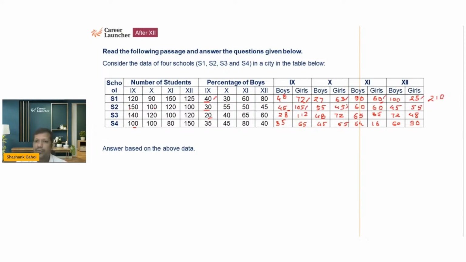105 plus 45 is 150. 210, 265. Okay. 112, 72. 72 plus 48 is going to be 120. 120 plus this is 155. 155, 265, 267. Okay. Then I got 65, 55, 120, 120, 210, and 226.